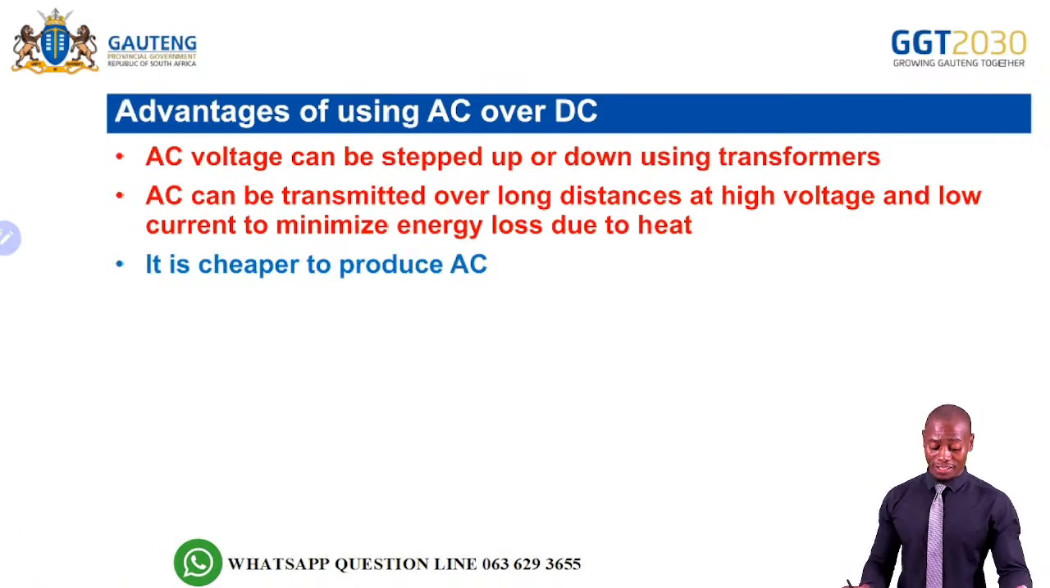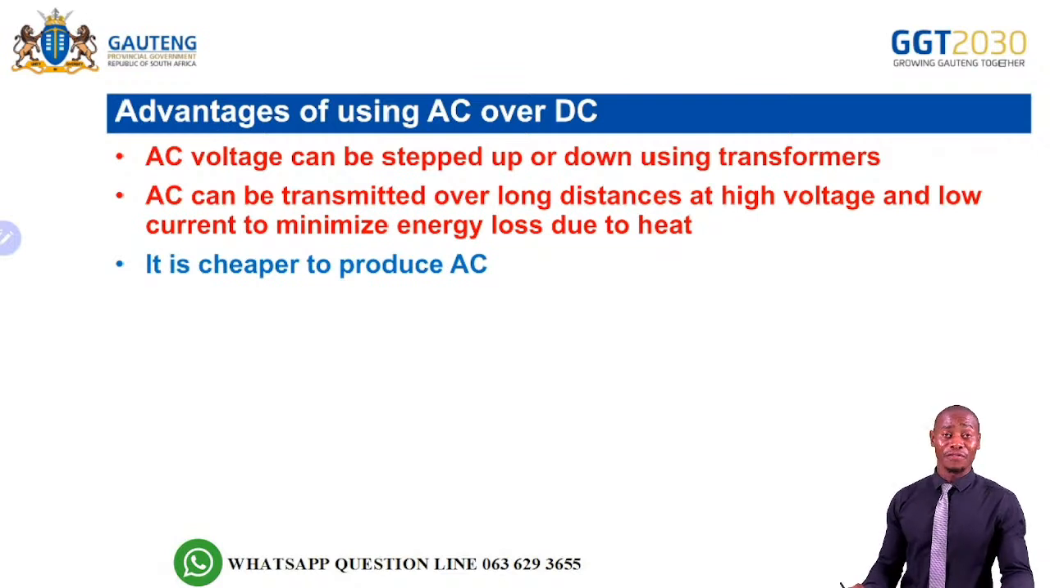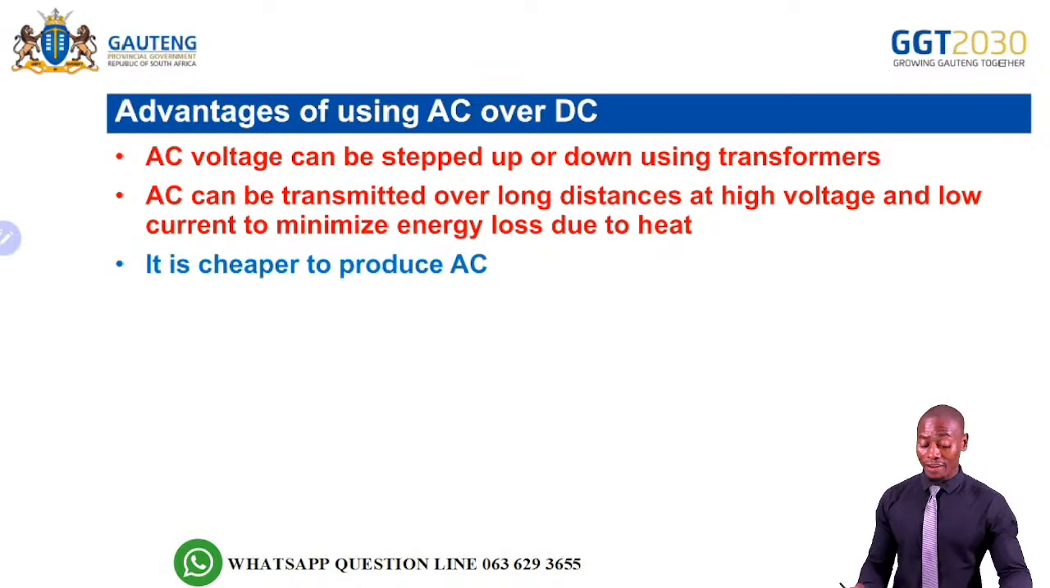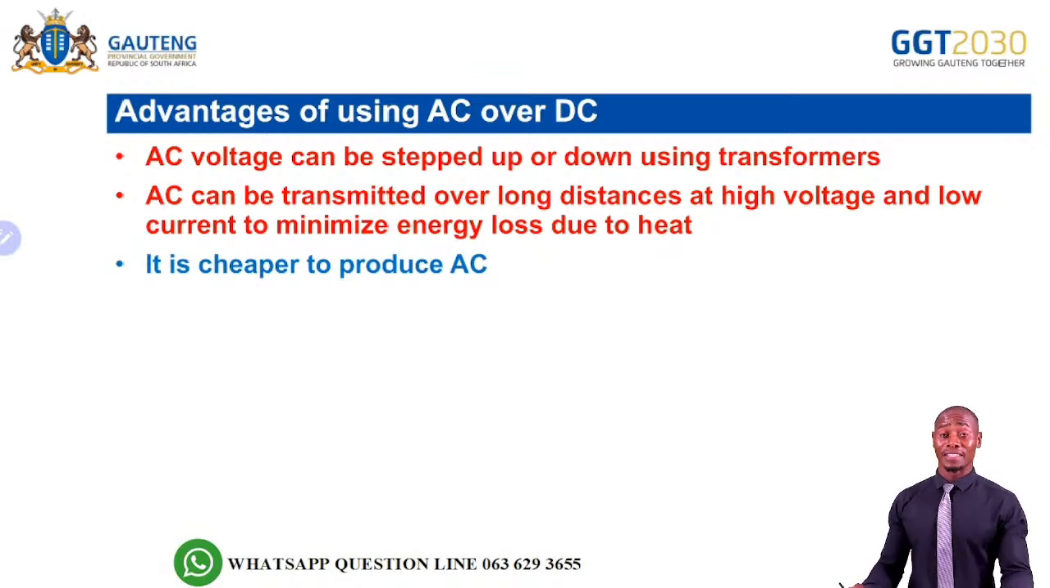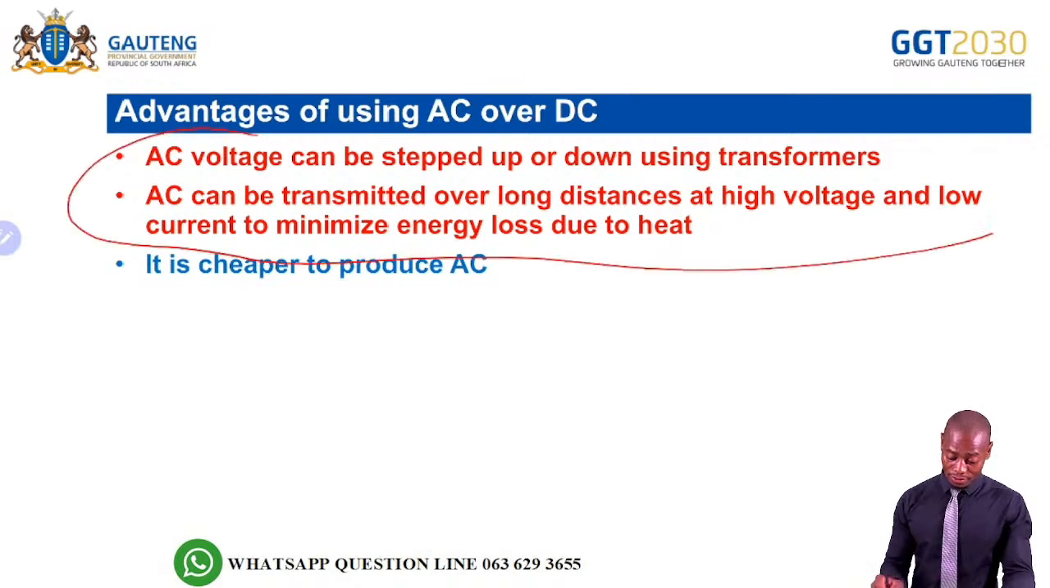Power stations prefer to use AC voltage rather than DC voltage. You should know why they prefer to use that. It's because AC voltage can be stepped up or down using transformers. AC can be transmitted over long distances at high voltage and low current to minimize energy loss due to heat. So these two are very, very important.